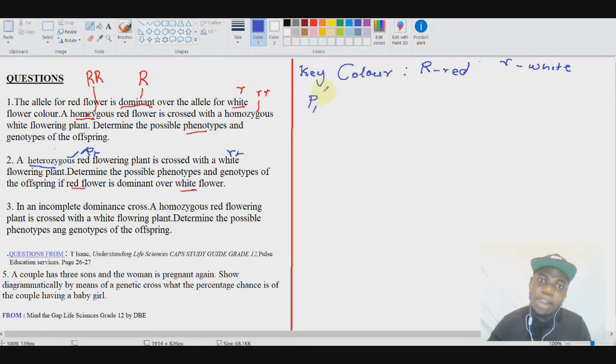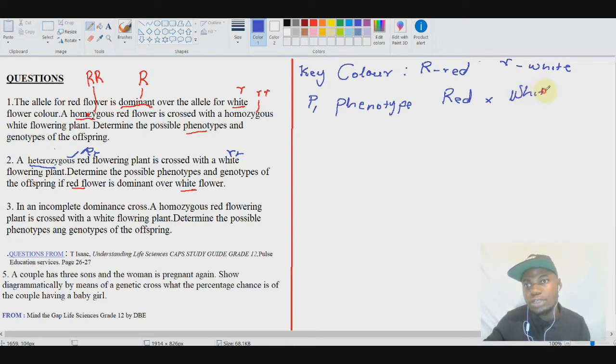Now the first thing to write is P1. This P1 means your first parent. The first parent is the red flower that is crossed with the white flower. So for the parents, we need to write the physical appearance, the phenotype. You have a red parent that is crossed with a white flower. Red cross white.